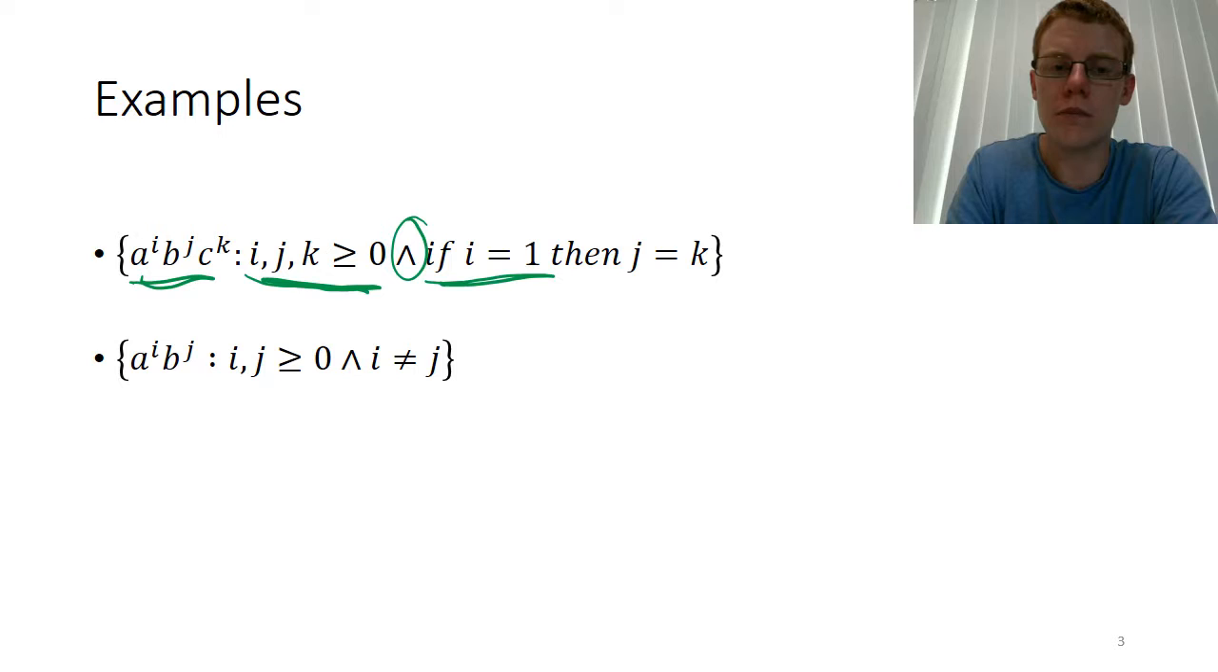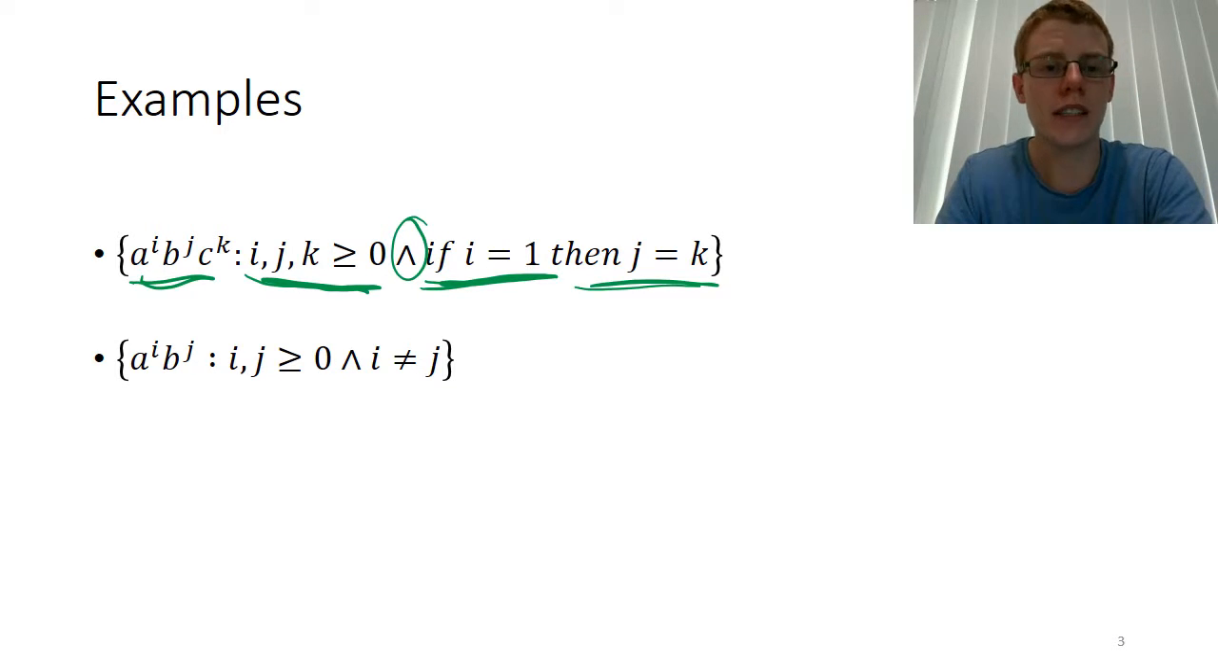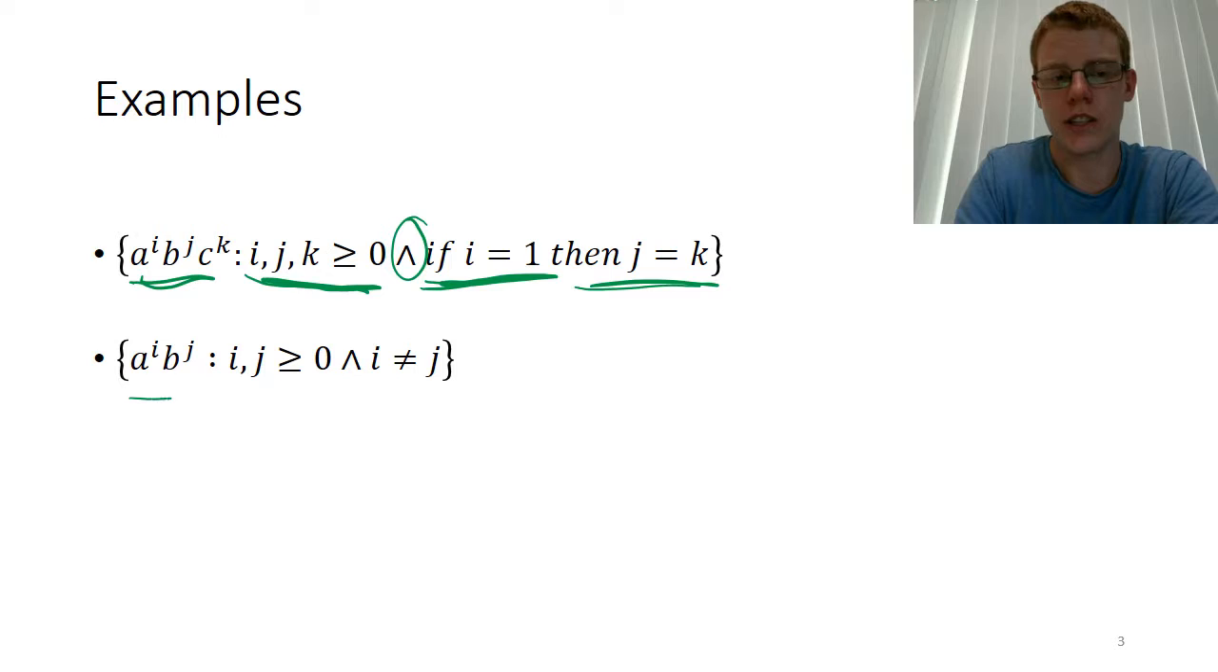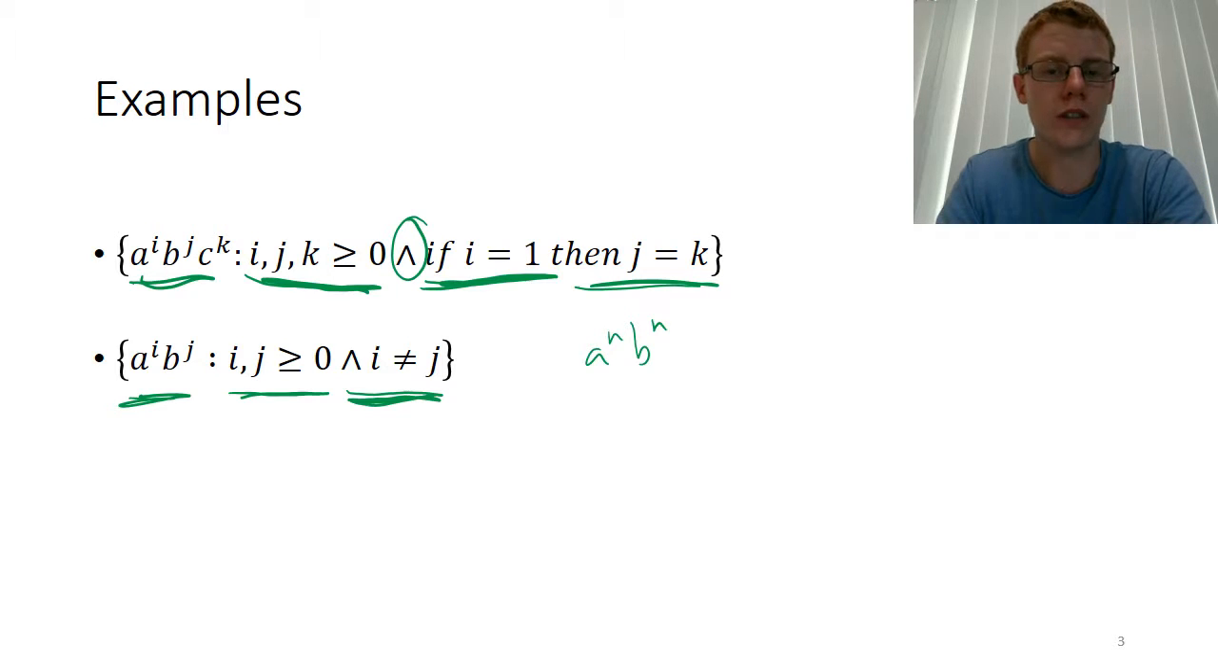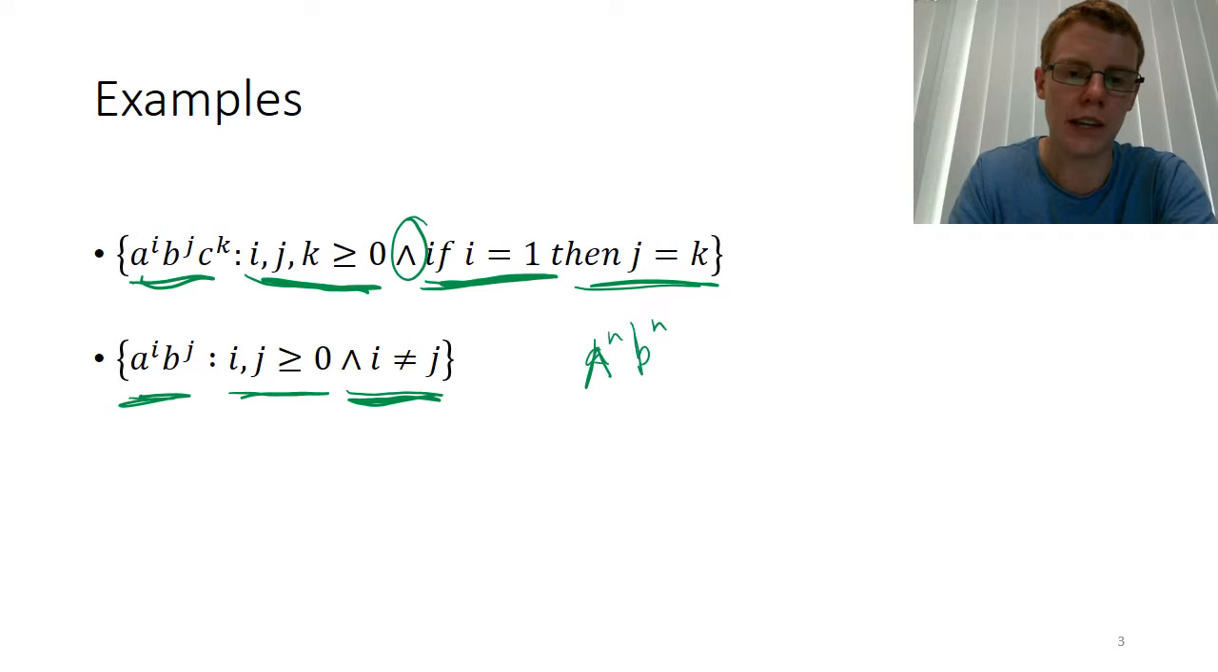If the number of A's is 1, so if we have one A, then the number of B's must equal the number of C's. The second language that we'll look at is just A's followed by B's, again 0 or more of them, where the number of A's is not equal to the number of B's. Now, we've already looked at a language where the number of A's is equal to the number of B's. That's the language A^n B^n, which we've looked at a few times before.